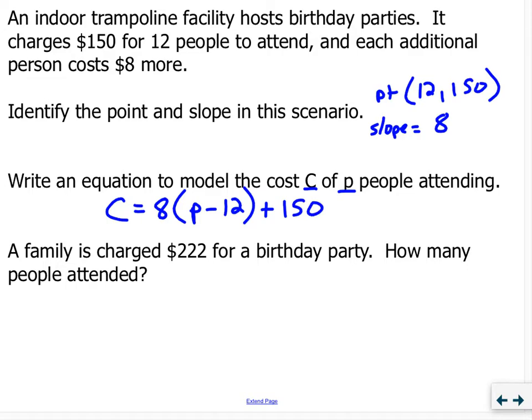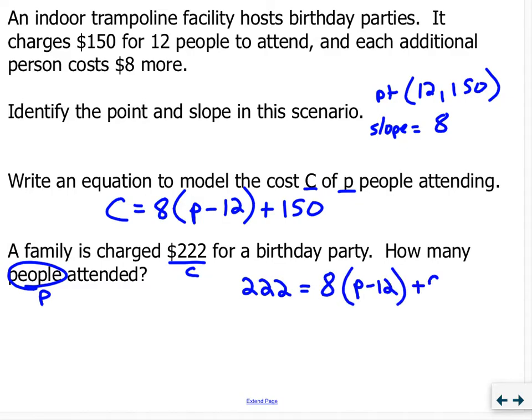This equation can be used to determine, if you're bringing more than 12 people, how much it's going to cost. So check out the family that was charged $222 for a birthday party. How many people attended? Well, this $222 is a cost, and I'm looking for the number of people. I want to solve for P. So I'm going to plug 222 in for my value C, and I'm going to solve that equation. So take a minute, see if you can solve it.